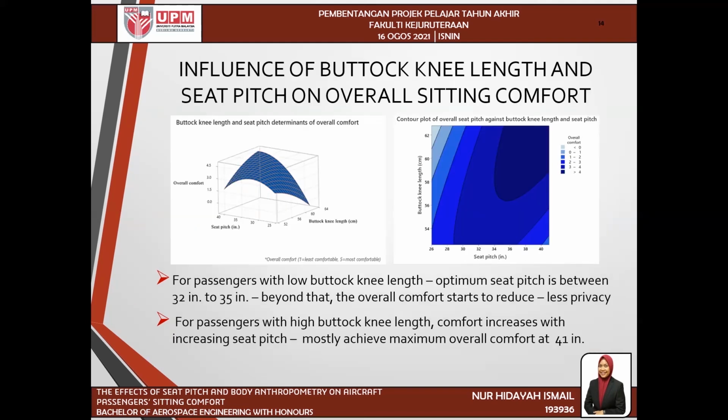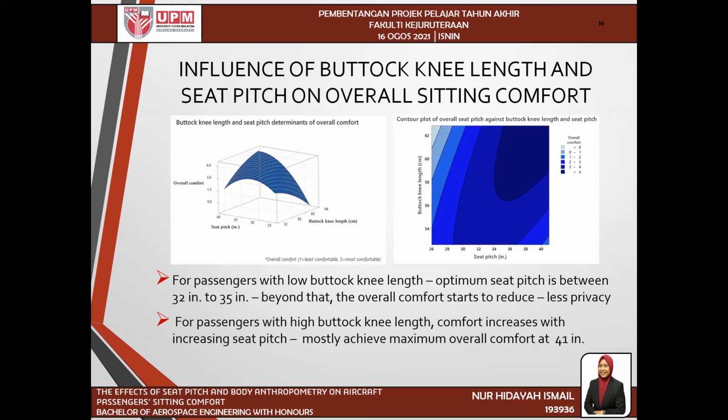The last result is on the influence of buttock knee length and seat pitch on overall sitting comfort. From the surface response graph on the left-hand side, it seems that the buttock knee length is influencing the overall comfort in the growing seat pitch. The graph presents that for passengers with low buttock knee length from 50 to 56, the optimum seat pitch will be between 32 to 35 inches. Beyond that, the overall comfort starts to reduce due to less privacy.